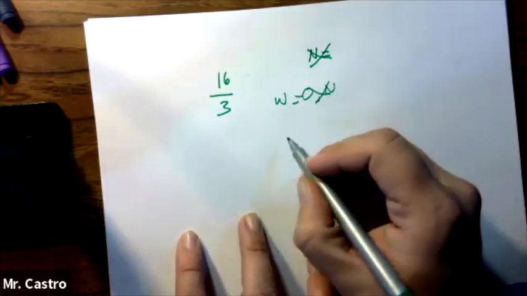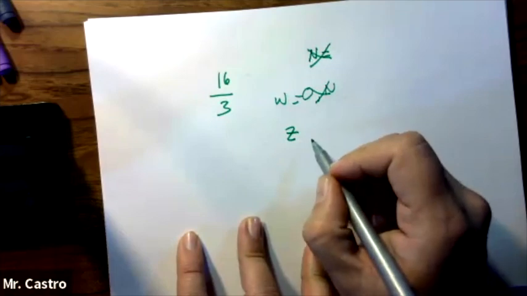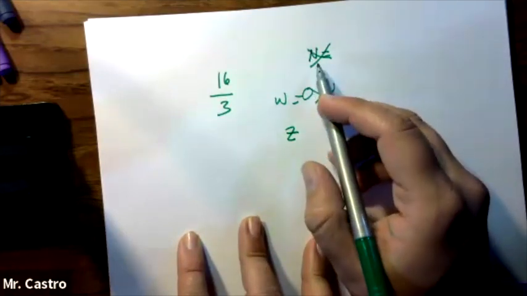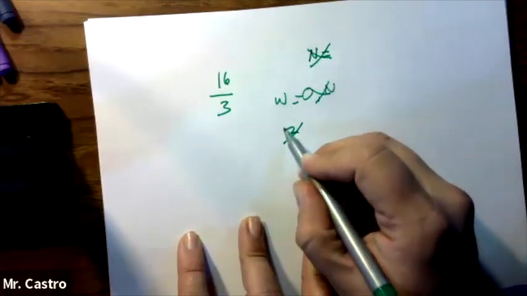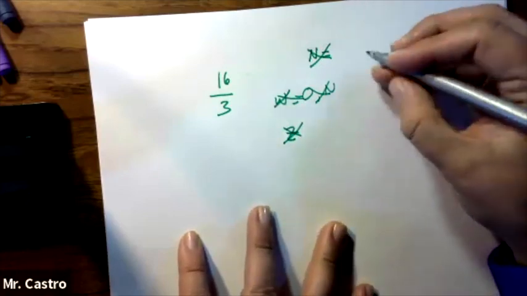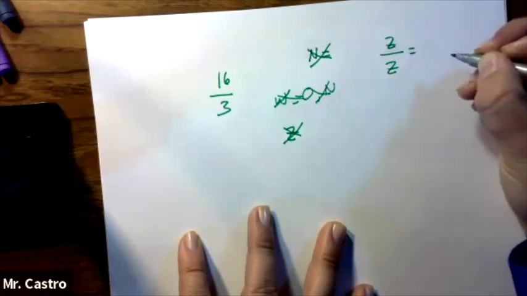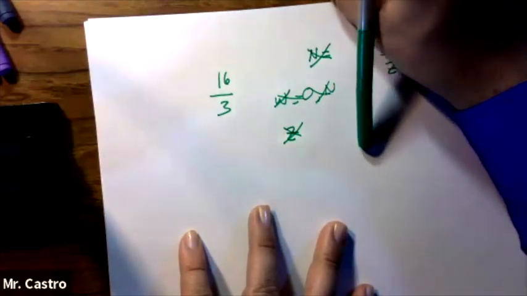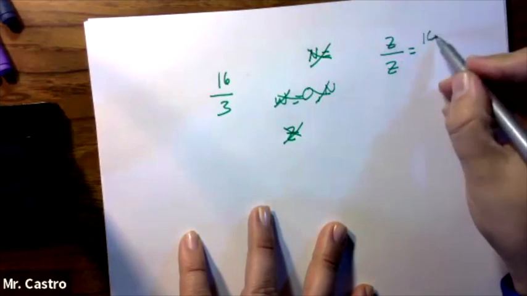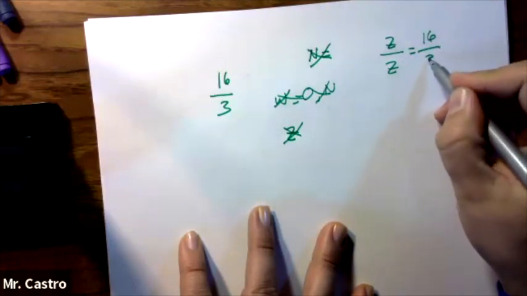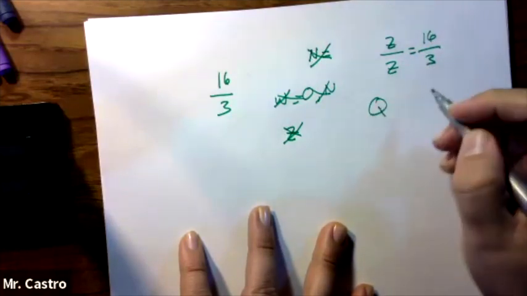Then the next step is integer. Is it natural, the opposite of natural, or 0? No, so it can't be an integer either. Now, is it the ratio of two integers? In this case, it is. It is 16 over 3, the ratio of two integers. So it is, in fact, a rational number.